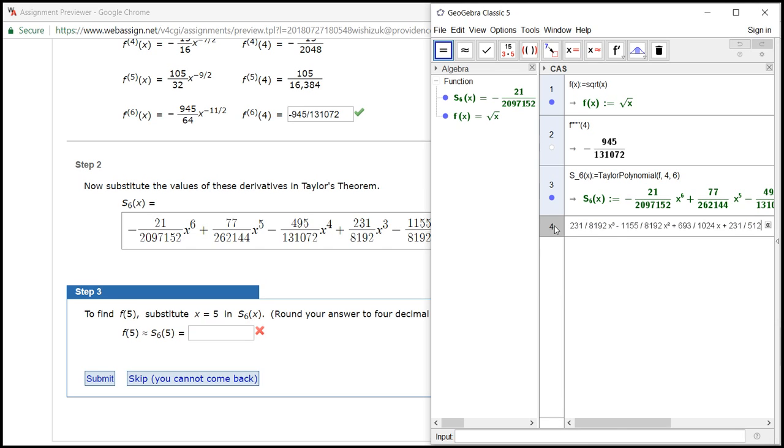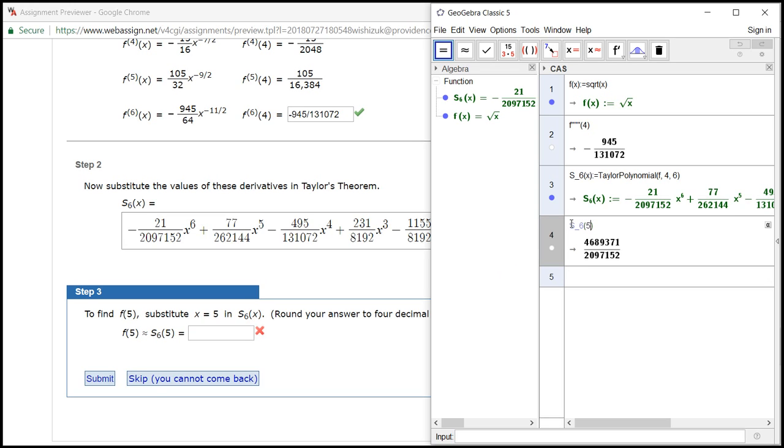So what I'm going to do is, let's see, I have some extra stuff there. Alright, so I'm going to write s of 6 and then plug in 5 and hit enter. Alright, so we get this value around to 4 decimal places.